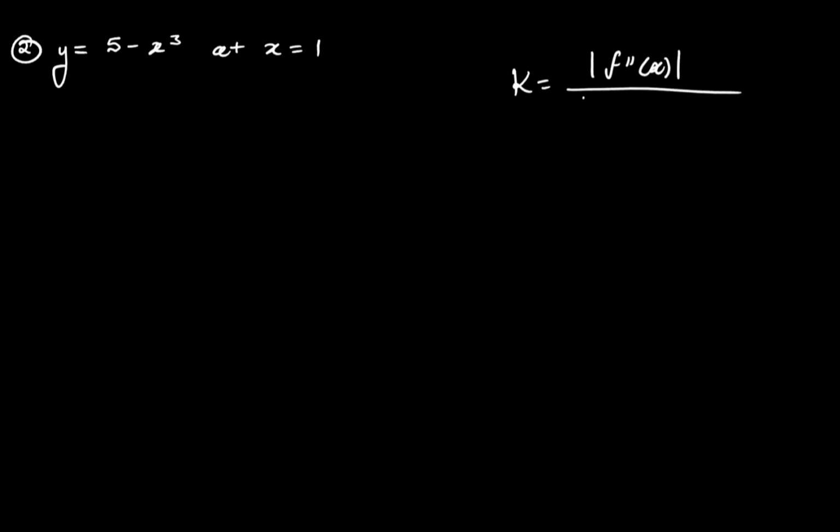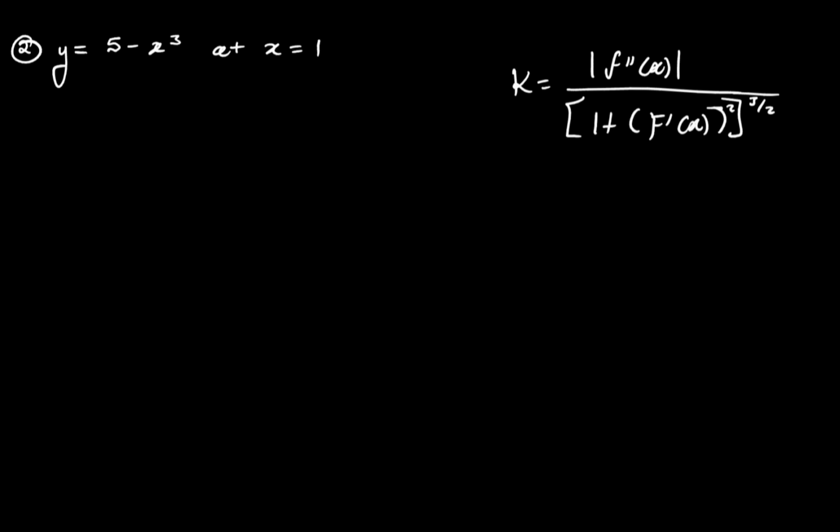In this case we have y equal to 5 minus x cubed at x equal to 1. First we need to find the curvature, because if you remember from the formula, the curvature is equal to the absolute value of f double prime of x over (1 plus f prime of x squared) raised to the power of 3 over 2. So that is basically the formula.